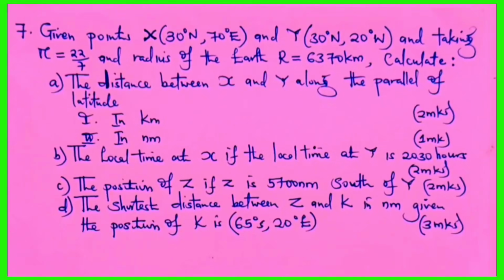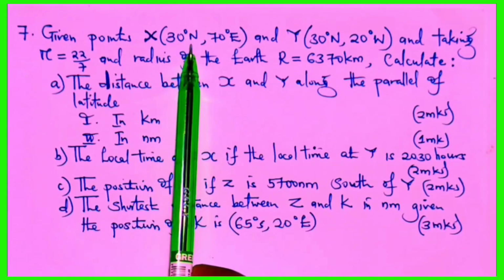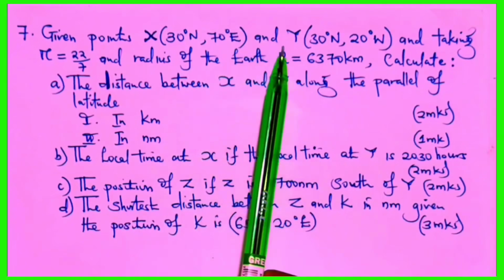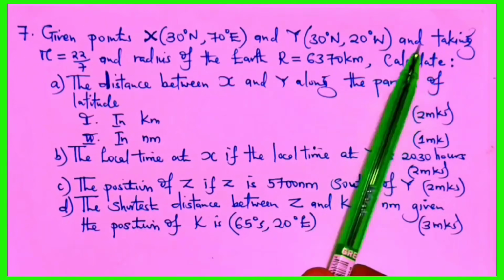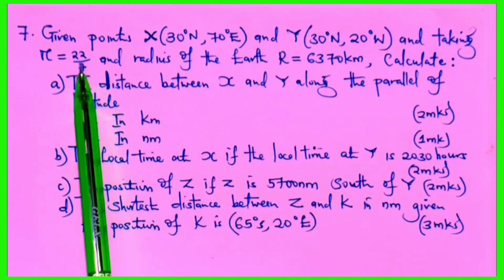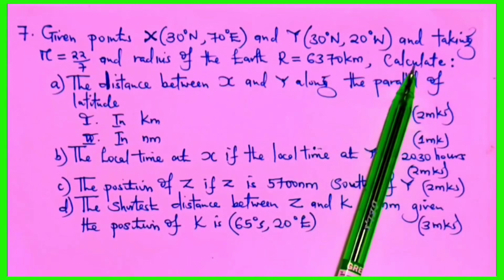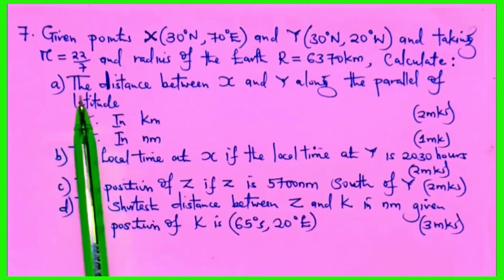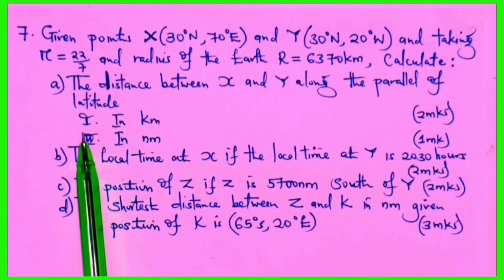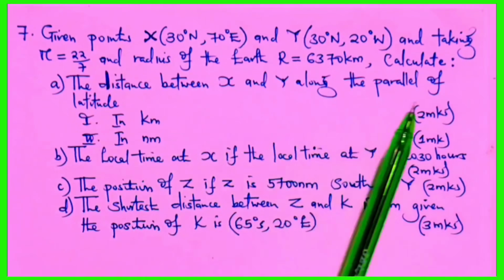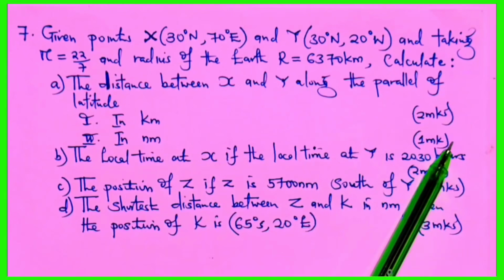Question 7. Given points X 30 degrees north, 70 degrees east, and Y 30 degrees north, 20 degrees west, and taking pi to be equal to 22 over 7 and the radius of the Earth to be equal to 6370 kilometers, calculate, part A, the distance between X and Y along the parallel of latitude. Roman 1 in kilometers, 2 marks. Roman 2 in nautical miles, 1 mark.